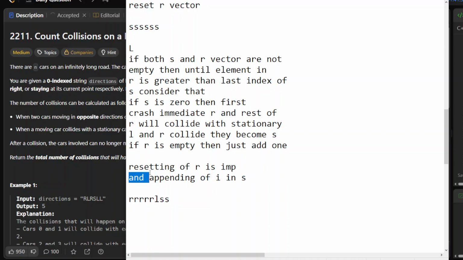And after that, we need to reset R, because resetting is important: every time we are creating the chunk of R's that I have. So reset it and append the current I in S, because after the collision, my L will also become a stationary object. So I need to append this to my S. So upcoming, I keep track of whatever cars I have. So it is helpful for me.